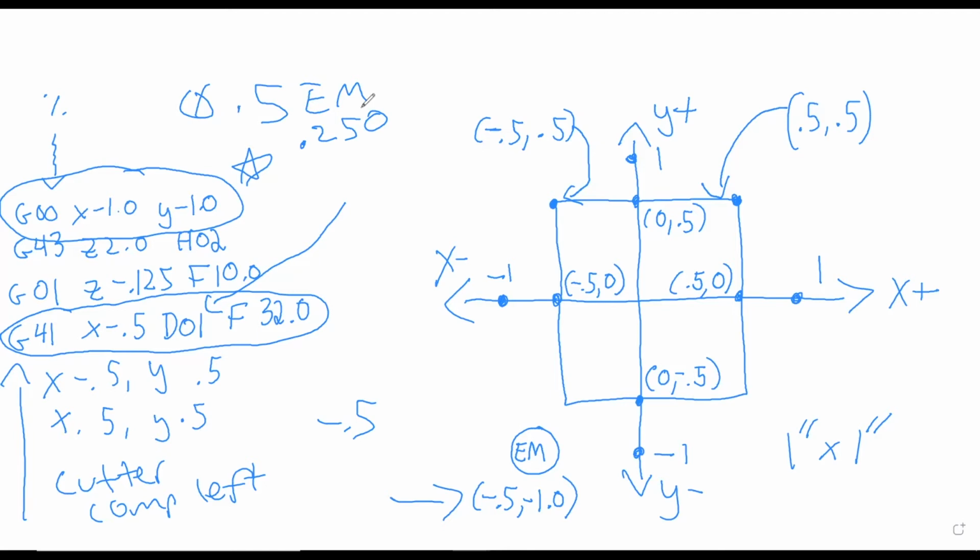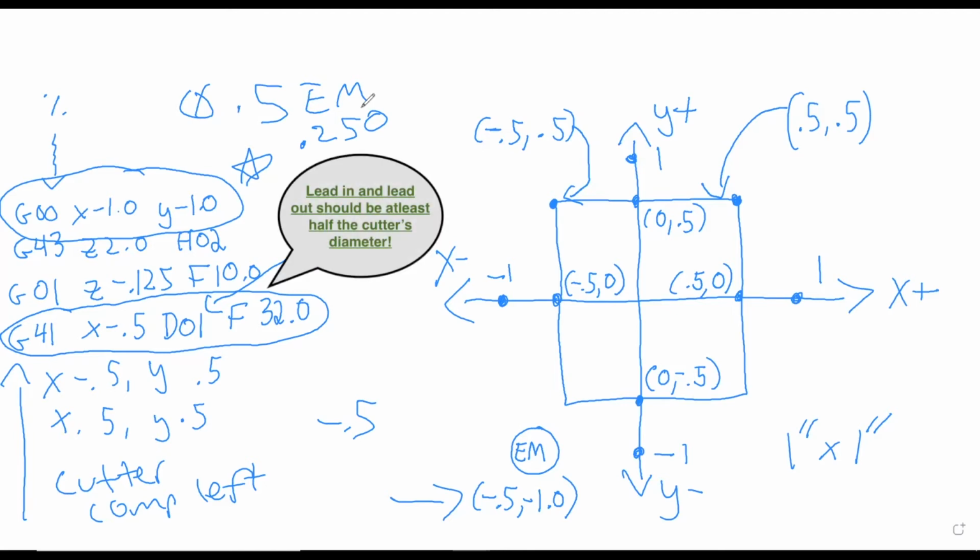That would be G40. That will be deactivating cutter comp, and that's the same motion. We lead in with at least half the cutter's diameter, at least half the cutter's radius, and then we lead out with at least half the cutter's diameter.